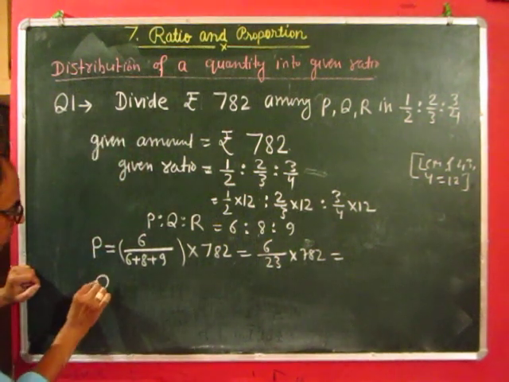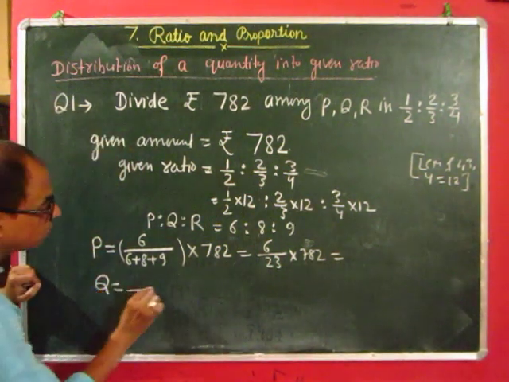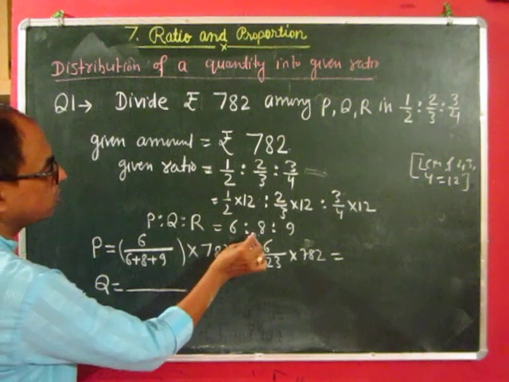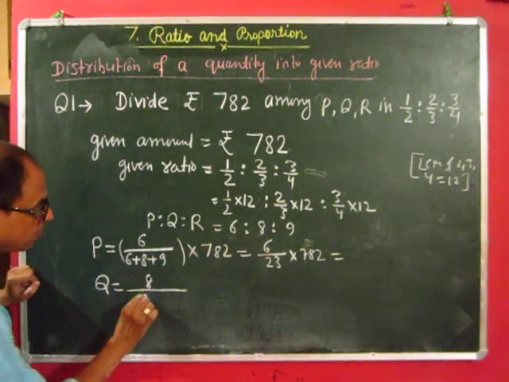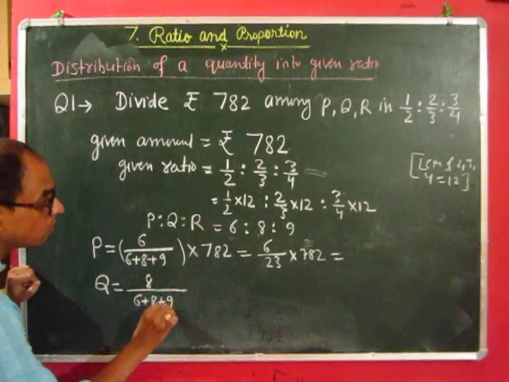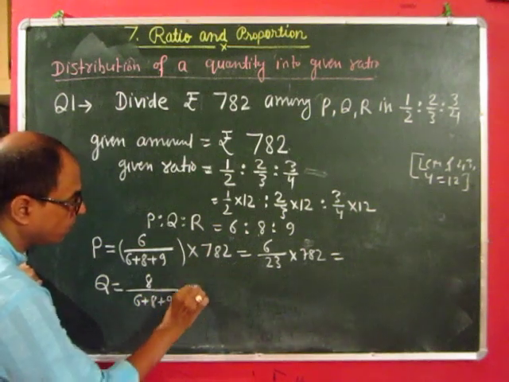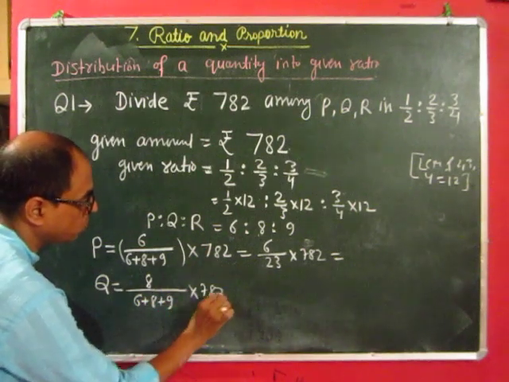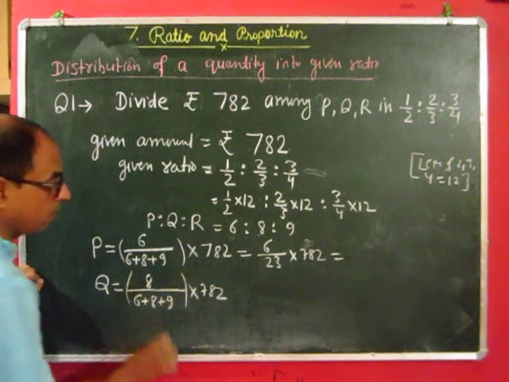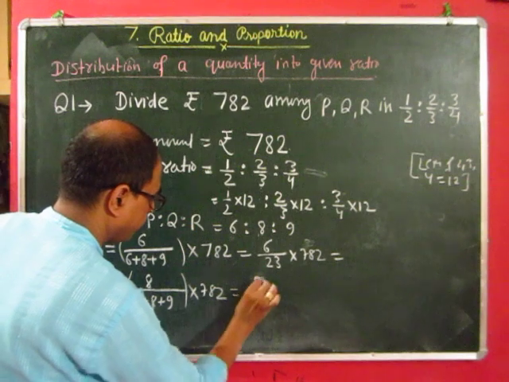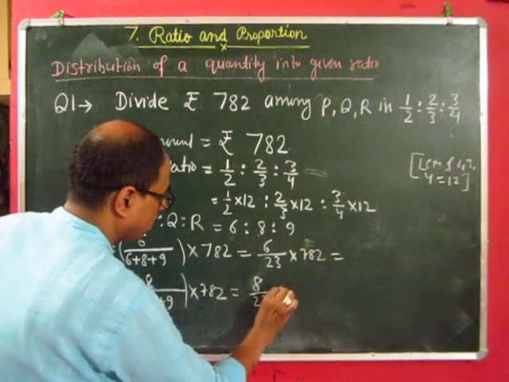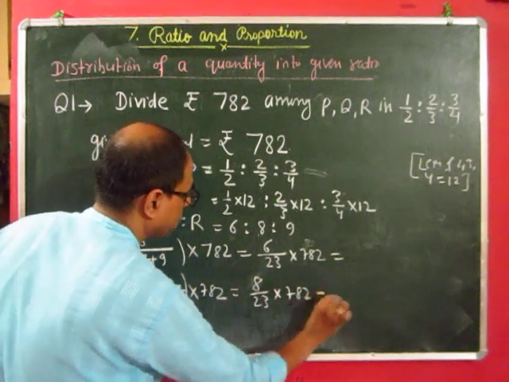Now what is the value of Q? So the term corresponding to Q is 8, and here 6 plus 8 plus 9, the sum of all the terms, into the total amount 782. Now simplify this, you will get 8 by 23 into 782. You will get the answer.